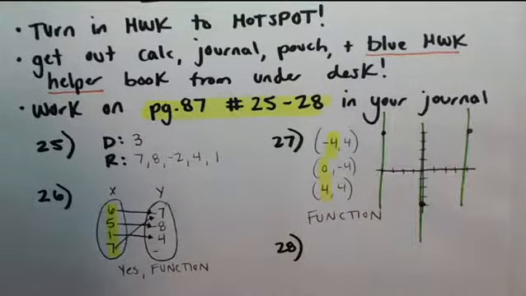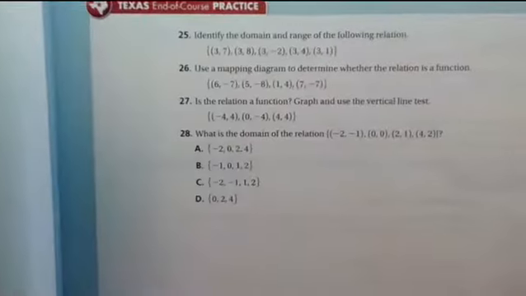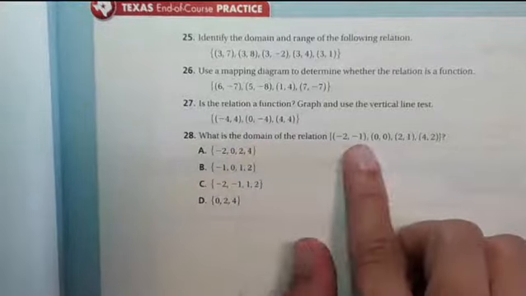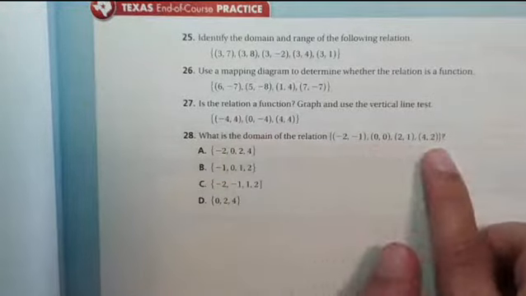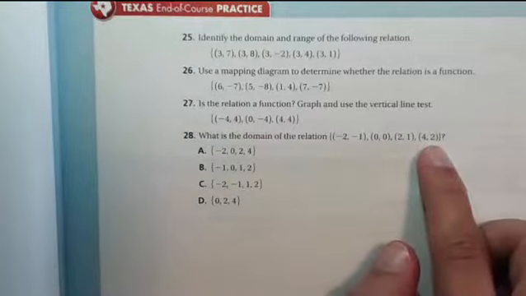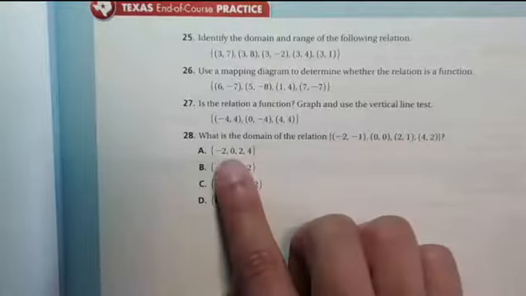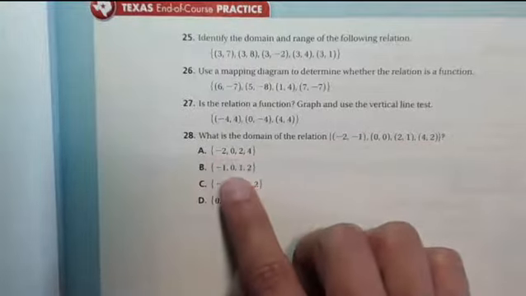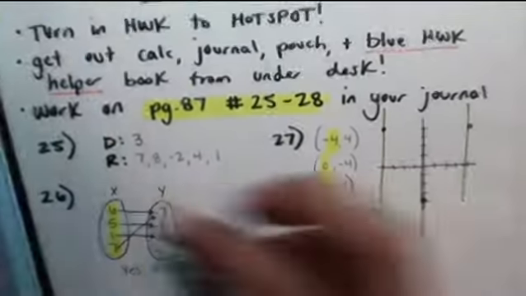And then the last question, 28, is multiple choice. It says, what is the domain of the relation? So again, domains are the x's. So I'm looking for the x values in these ordered pairs, and what they are is -2, 0, 2, and 4. So -2, 0, 2, and 4, it looks like A is the correct answer. So A is the answer.